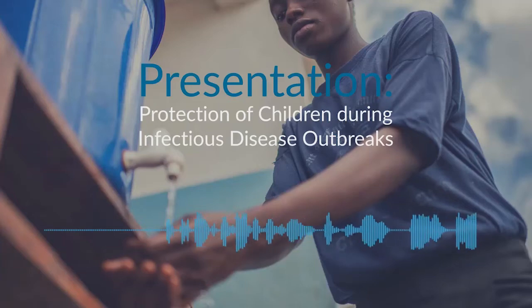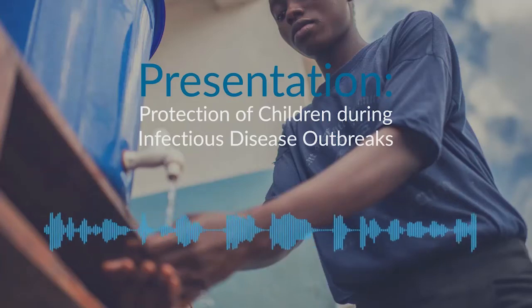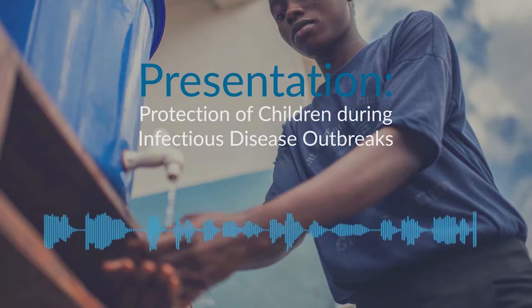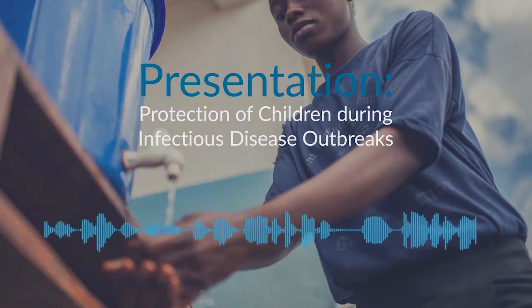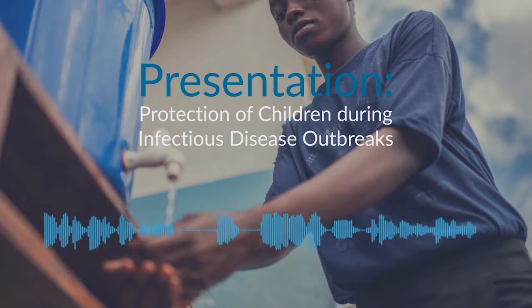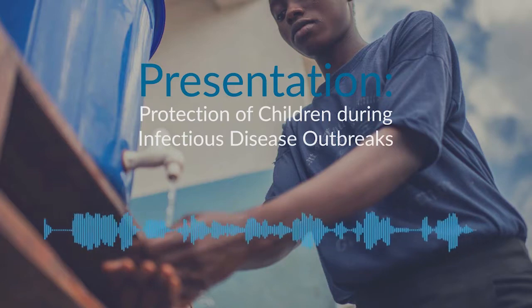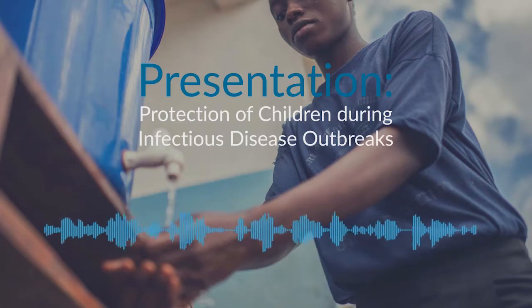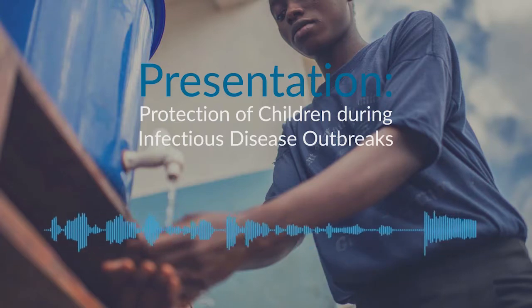It's important for child protection practitioners to understand what public health measures will likely be enforced in different contexts to prevent and control the spread of disease. And knowing what these prevention and control measures are will provide us with much better insight into what some of the potential protection risks are.